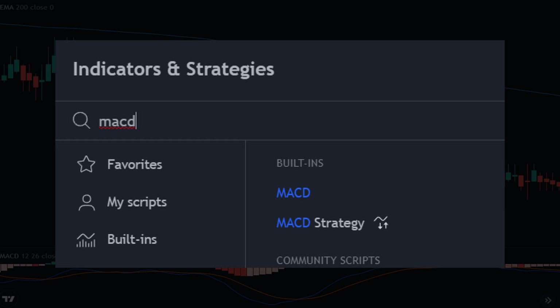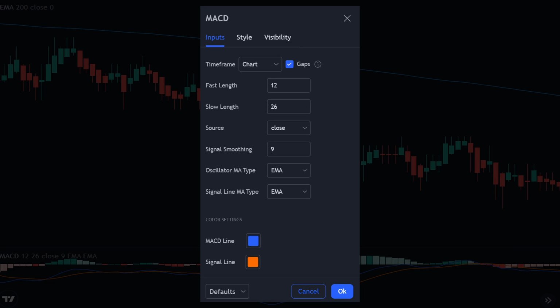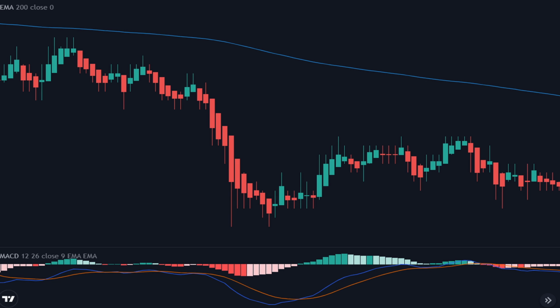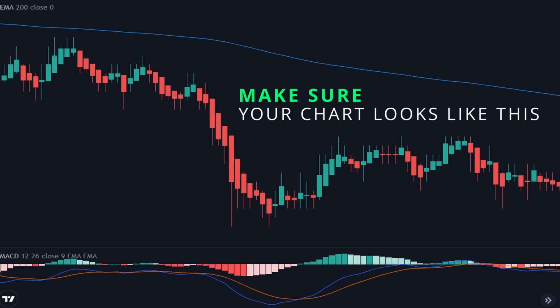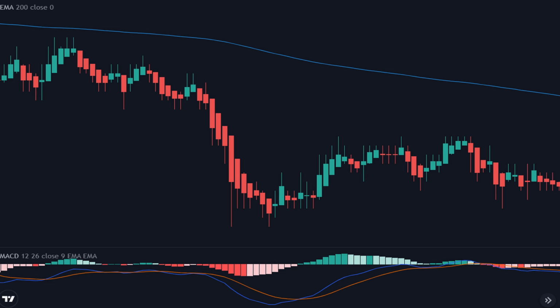Our second indicator is MACD. You can find the MACD indicator in the TradingView indicators list. Add this indicator into your chart. We are using default parameters, so we don't need to change anything. This is how our chart looks after setting up the Heiken Ashi and adding all the indicators. If you missed something, please go back to the Heiken Ashi section.